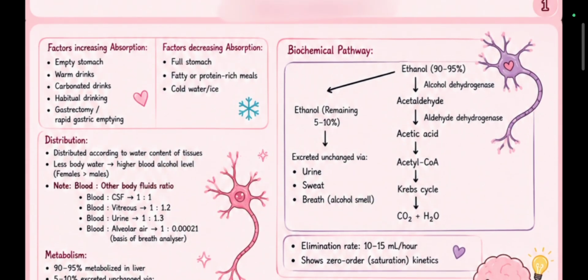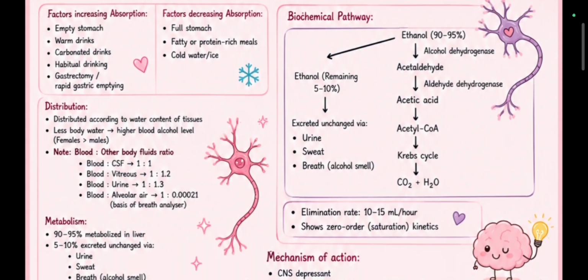So the first pathway, the alcohol dehydrogenase pathway: ethanol is converted to acetaldehyde by alcohol dehydrogenase. Then acetaldehyde is converted to acetic acid with the help of aldehyde dehydrogenase. Acetic acid is further converted to acetyl-CoA, which is sent into the Krebs cycle, and ultimately CO2 plus water is formed. The site of this pathway is the cytosol of liver cells. The remaining ethanol, 5 to 10%, as we learnt already, is excreted unchanged via urine, sweat, and breath with the alcohol smell.